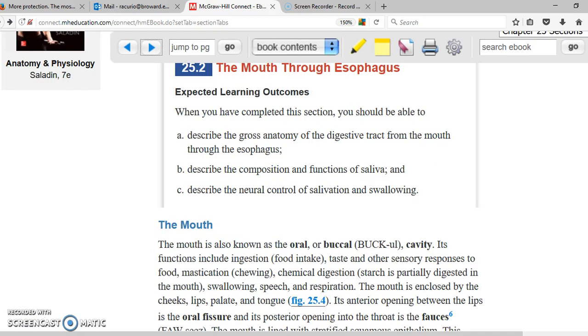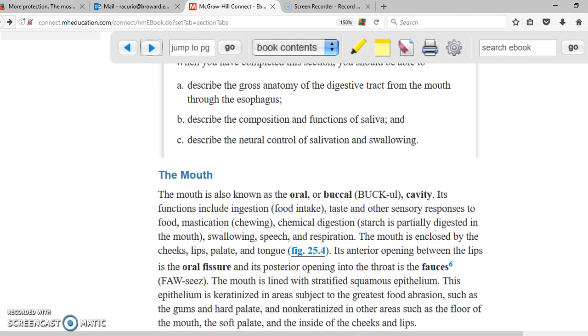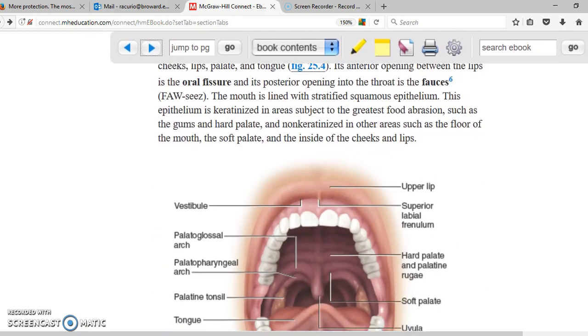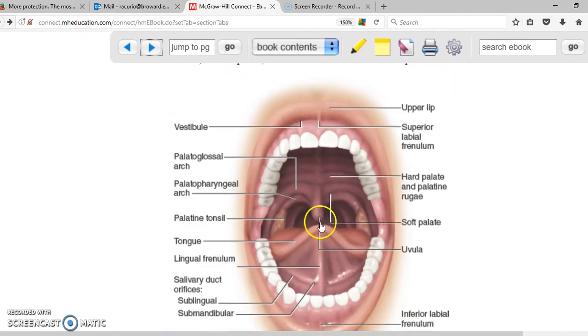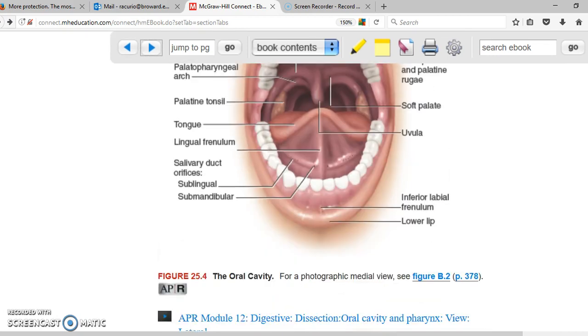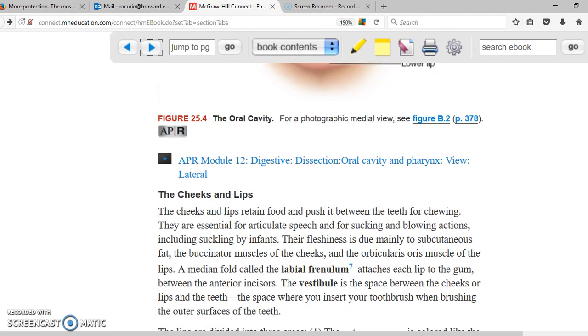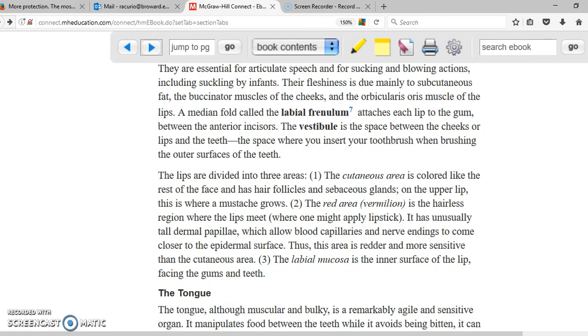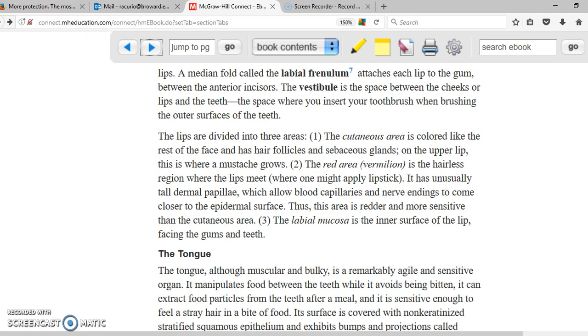The next topic is the mouth through the esophagus in your digestive system. So in the mouth, you have different structures in there, such as your uvula, your tongue, your palate. Okay, so we're going to be looking at those things right now. So we scroll down, the cheek and the lips. Basically, the main job is to move the food close to the teeth so we can actually chew them. And that's how we start chewing.